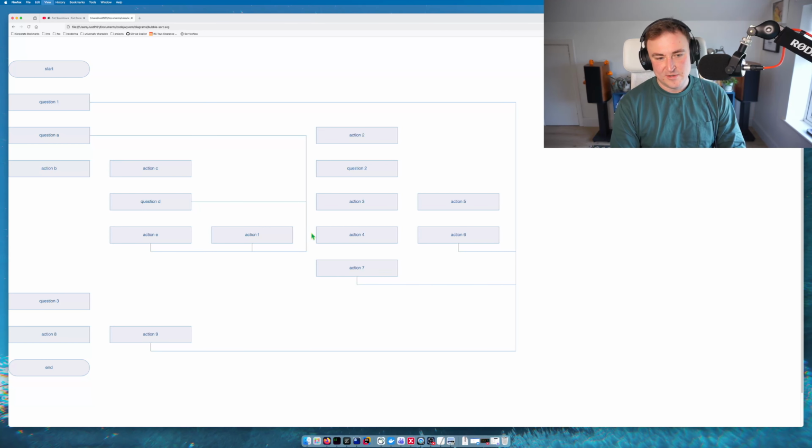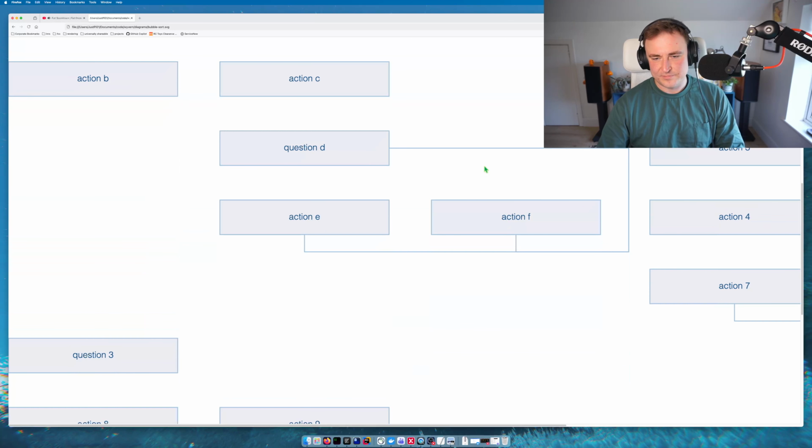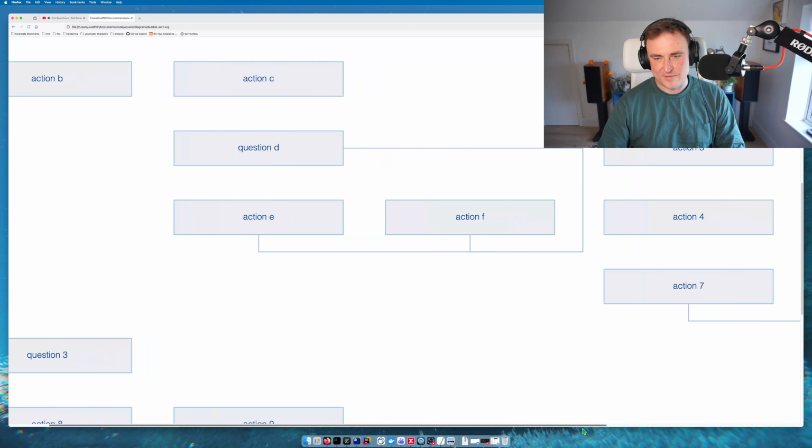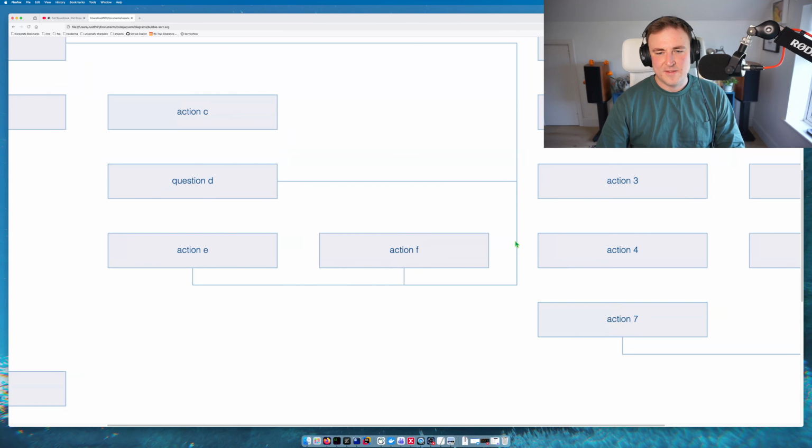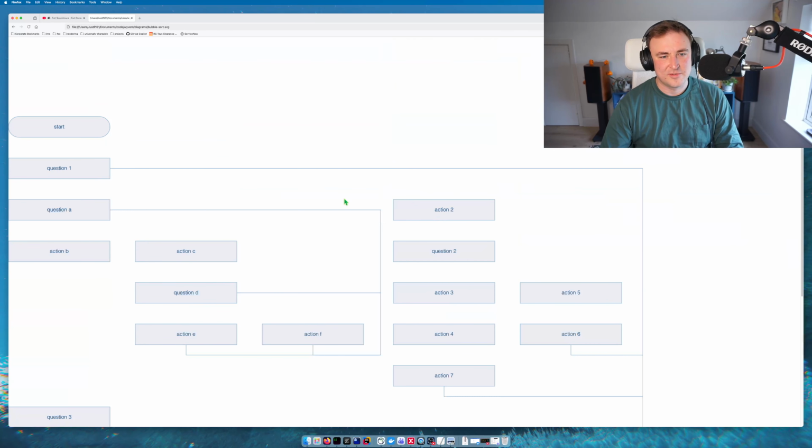So if you look very closely, and I'm very glad that these are vectors, this gamma connection is not positioned exactly in between action F and action 4. It's slightly shifted to the right, and that is because it is taking the maximum allocated space for the left-hand side branch of question A. It shouldn't be the case.